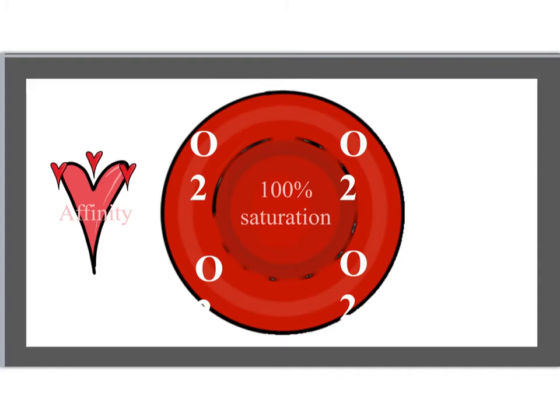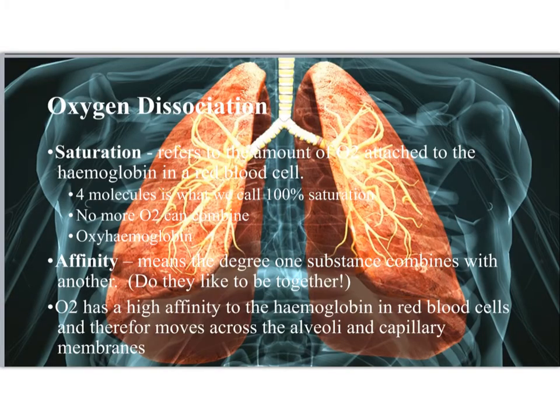Hemoglobin is a protein that is within the red blood cell. Affinity means to like, to enjoy being with. And we say that hemoglobin has a high affinity for oxygen. Saturation refers to the amount of oxygen that's attached to the hemoglobin in the red blood cell. 4 molecules is what we call 100% saturated, where no more oxygen can combine.